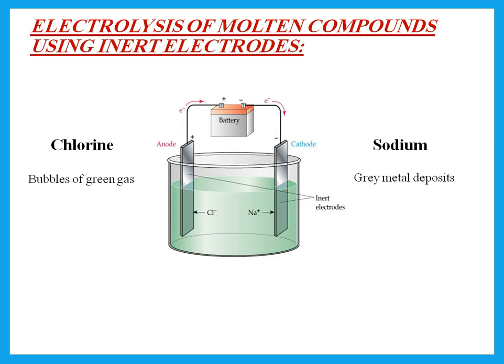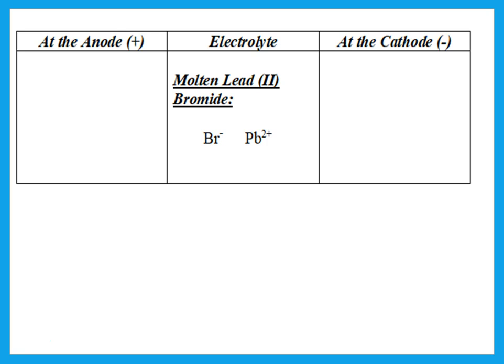And please note, is the question asking what is observed or what is the name of the product? So at the anode, what is observed is bubbles of green gas, but the name of the product is chlorine. And remember, it's chlorine, not chloride. The chloride reacts to form chlorine. Now, at the cathode, name the product, it's sodium. But what is observed? Of course, sodium is a metal, so we see it as a gray metal deposit or a silvery metal.